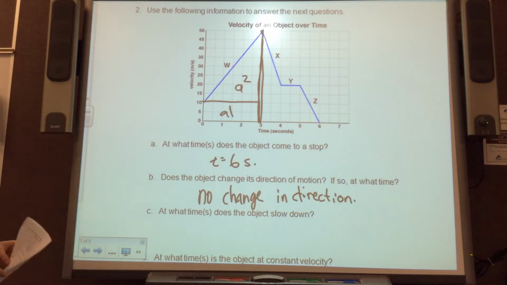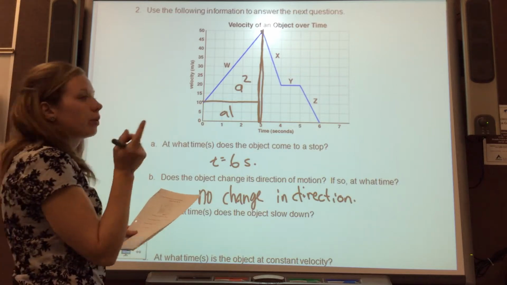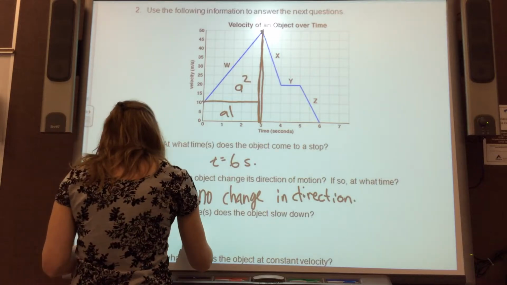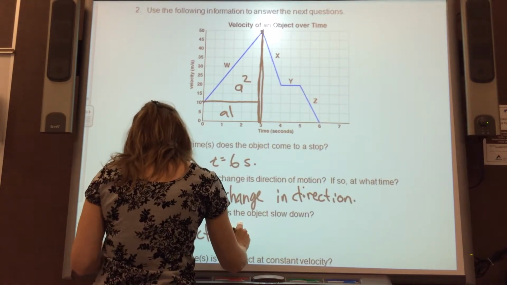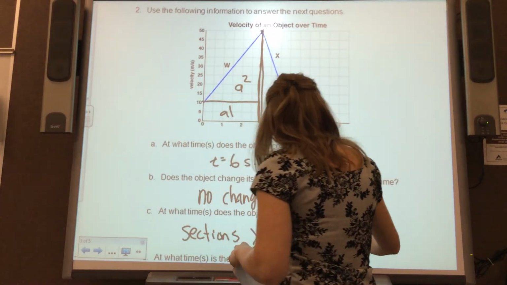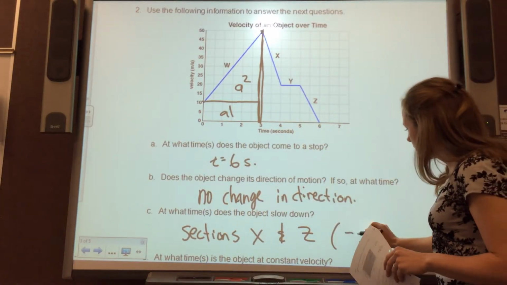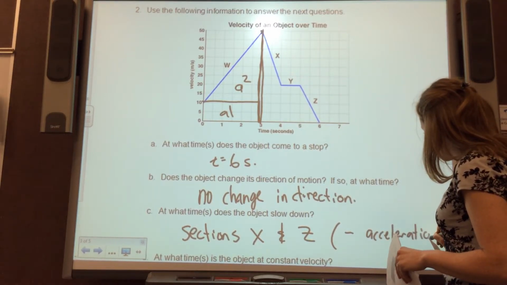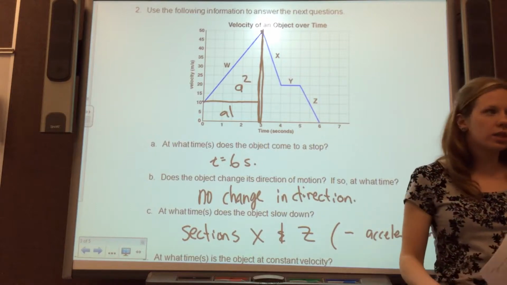Okay. At what time does the object slow down? From about 3 to 4. So, or what did you say, X? X and Z, yeah. So sections X and Z. So we would think about this as our negative acceleration, because anytime it's slowing down, I have a negative acceleration.